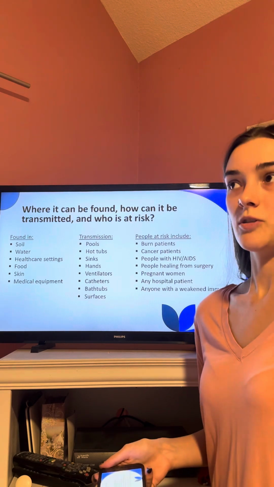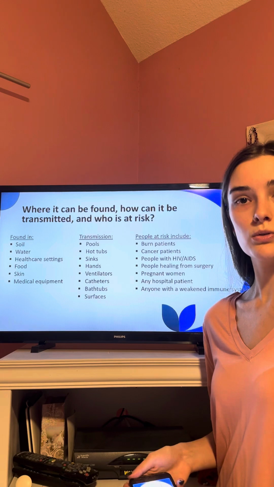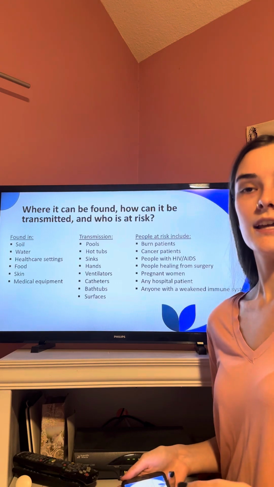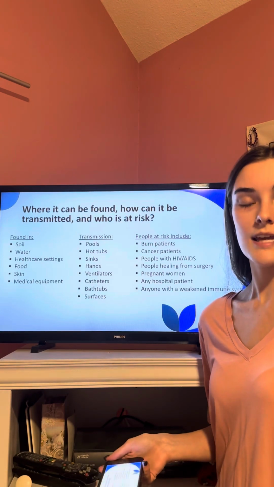This bacteria grows best in moist environments, so that's why it is found in places like pools and hot tubs and sinks and ventilators, because a ventilator is hooked up to somebody's mouth and the saliva creates a moist environment as well.